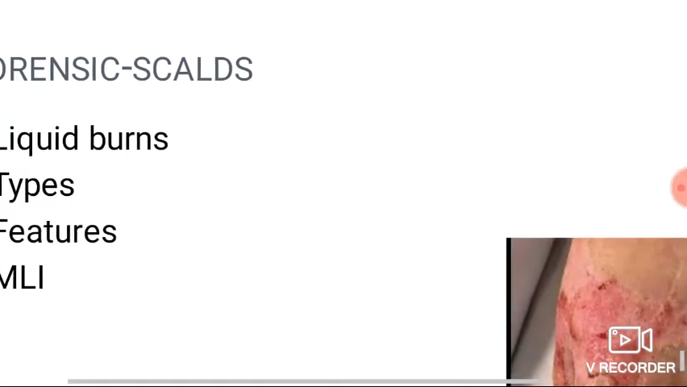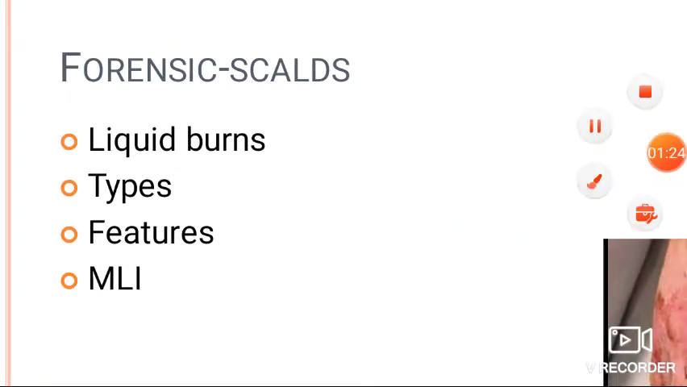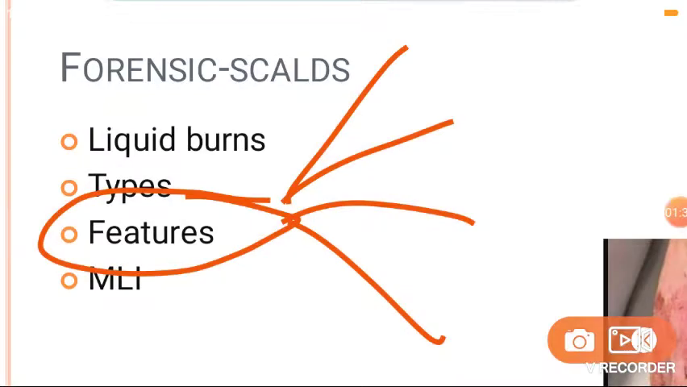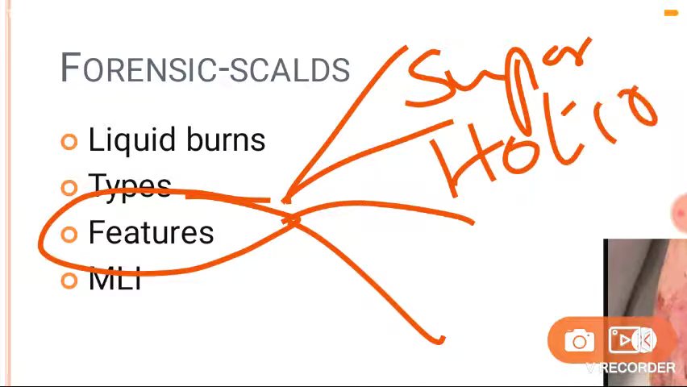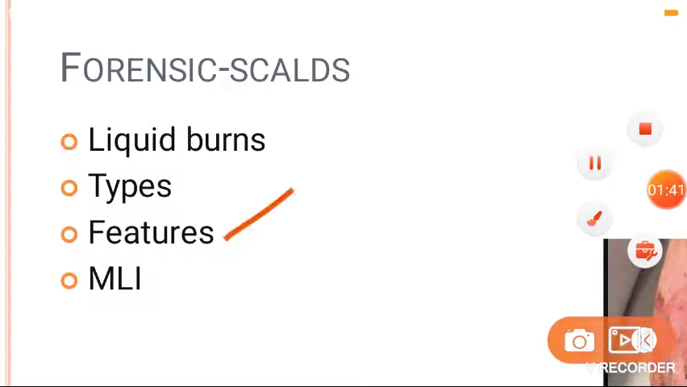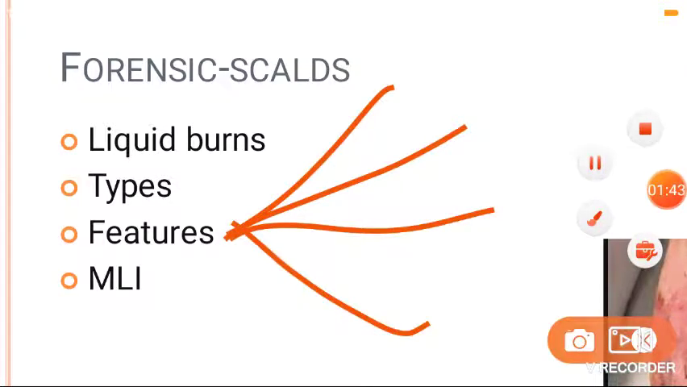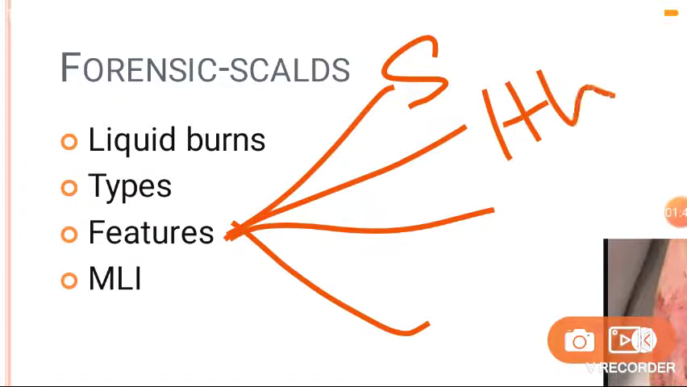Now let's move on to the features of scalds, or liquid burns. This only involves superficial layers. Obviously, if the immersion is not for long, then usually it will be superficial. Most commonly, what they have seen is hot water. Hot water is most common, but these are very basic things that people write. So it is superficial, usually hot water.